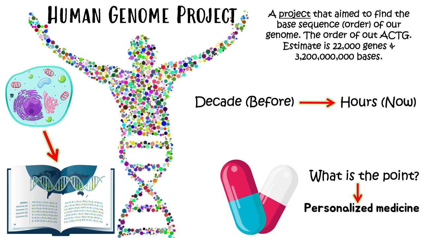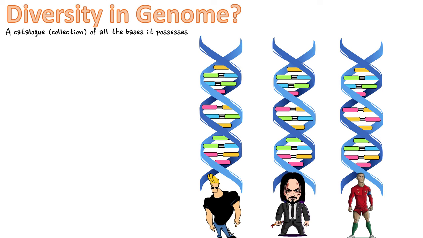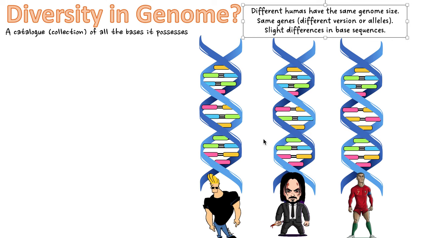Now, remember this chapter is called Diversity of Organisms. Another way in which organisms can vary is not only the chromosomes that we talked about before, but also their genome, the collection of all of these bases. Although humans have the same genome, we all have the same genes. Like, I have a gene for hair color, you also have a gene for hair color, I have a gene for an ear, you have a gene for an ear. We have the same genome size, the same amount of genes, but we can have small differences between us. If we look at these three people here, John Wick, Ronaldo, and Johnny Bravo, although they have the same genome size, there are slight differences.